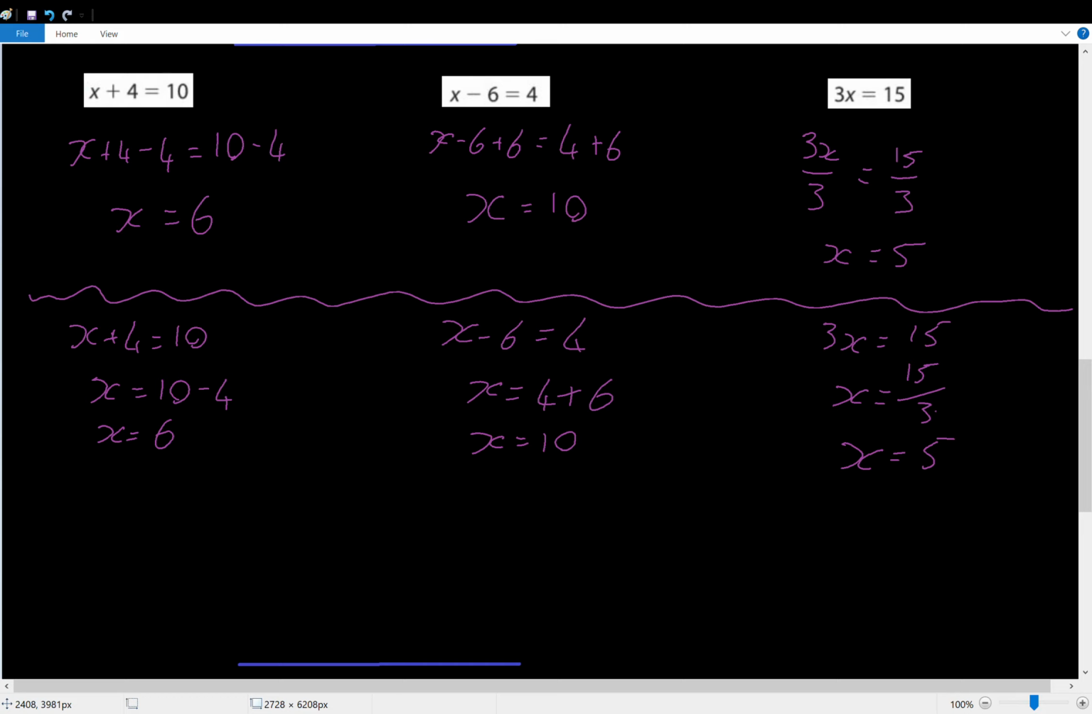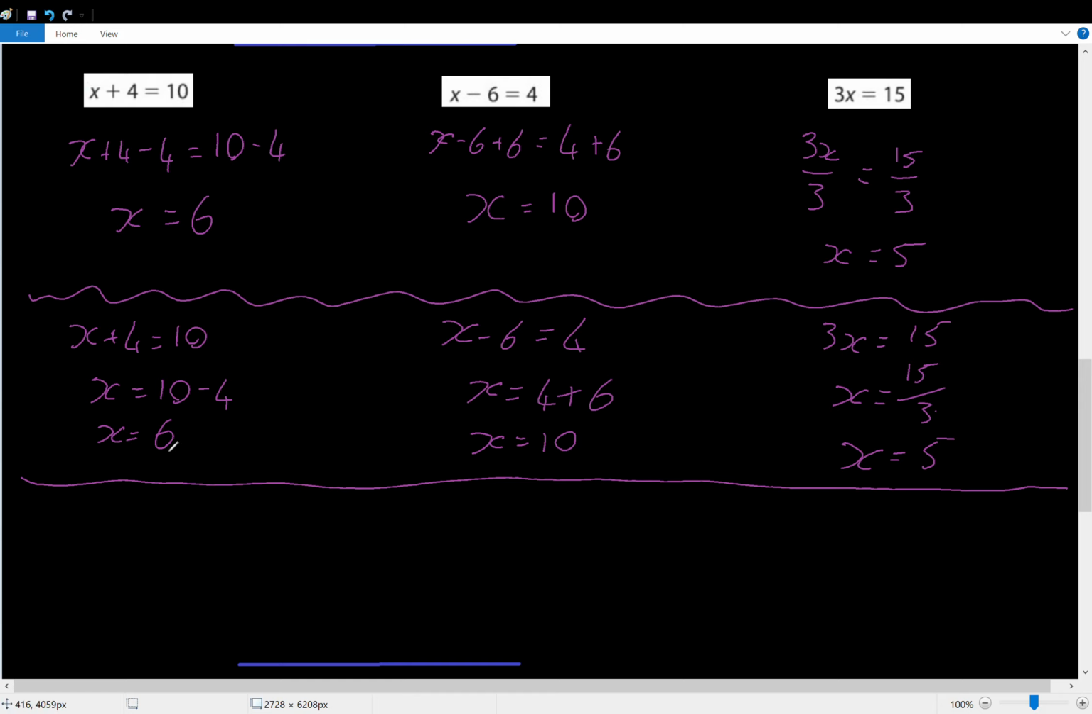Now the last thing that we could be asked to do in any of these questions is to verify our answer. Although the other thing that we can also do with this is check our own answer to make sure that it works for us. Verifying your answer or checking your answer is just a matter of taking your solution, your value for x that you got, your 6 or your 10 or your 5, and putting it back into the equation to check that it satisfies the equation. So let's take a look at our first example.